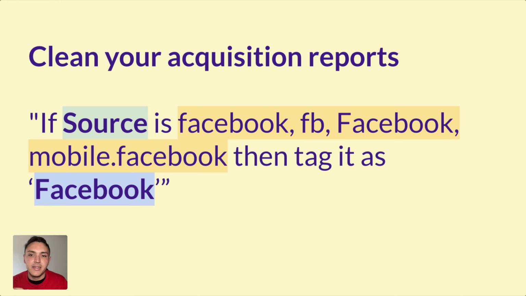But this is not for marketing. Let's talk about marketing use cases. First, clean your acquisition reports. If you go to Google Analytics, you will see that sometimes the sources are not clean. And this is an example: if on your table some of your traffic comes from Facebook, FB, Facebook with a capital, or mobile.facebook, then group it as Facebook, because in the end, they all mean the same.